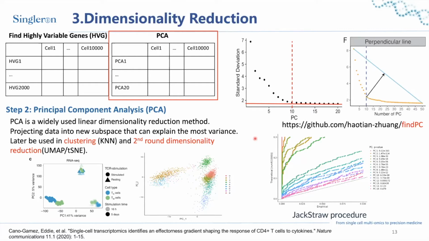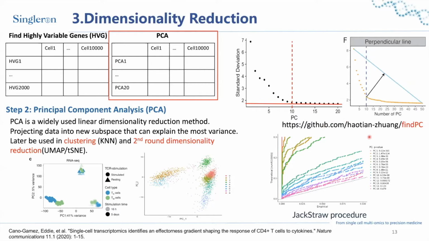And here is a question: how many PCs should we use for downstream analysis? Basically what we do is plot an elbow plot like this, according to the SD of each of the PCs, and we choose the top PCs until it's getting flat. So here it is 10, but sometimes you may want to choose the optimal PC number automatically.